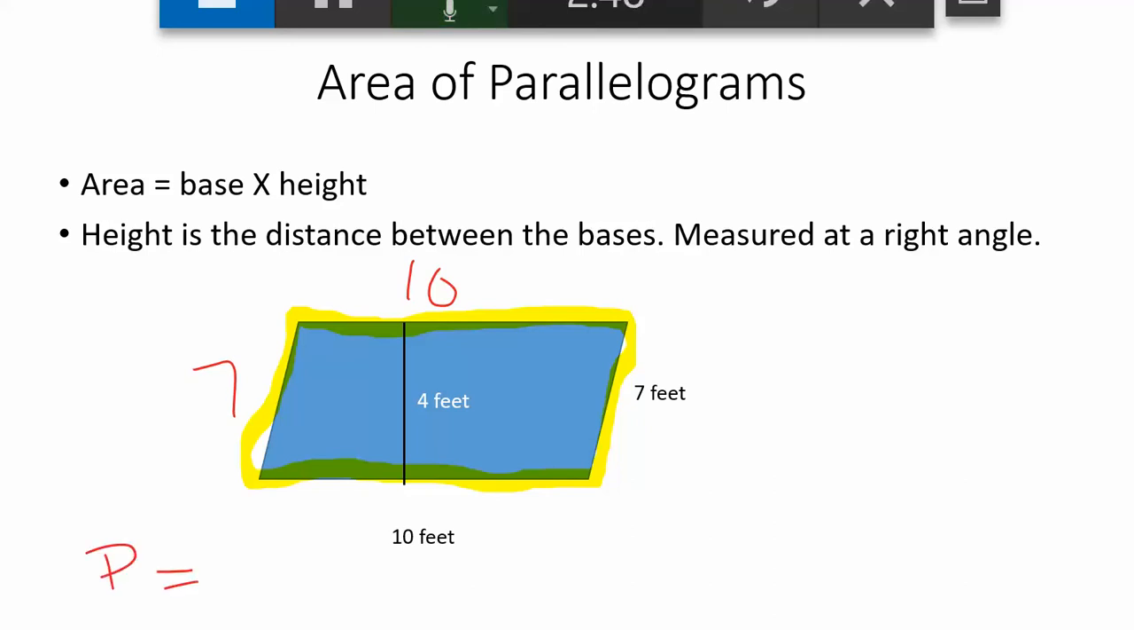I add up the 4 outsides. So 10 plus 7 plus 10 plus 7. That gives you a perimeter of 34 feet.